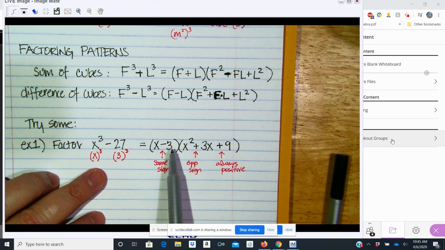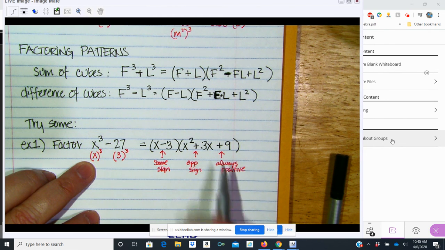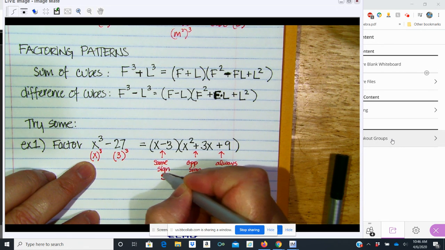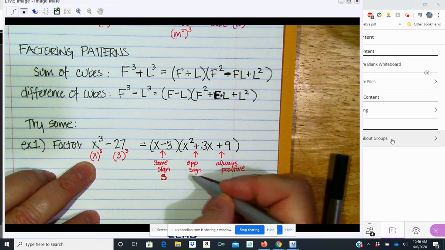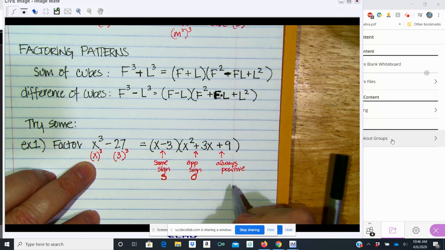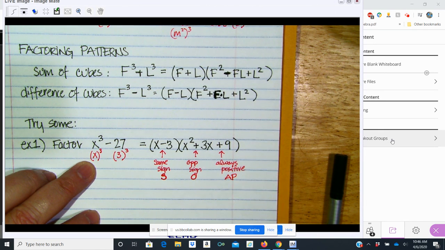The terms follow the cube roots. The signs go by a general acronym that you sometimes hear called SOAP. It's the same sign that was here, the opposite sign that was here, and then the last sign is always positive. You see the word SOAP there?